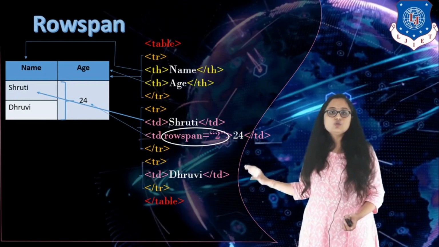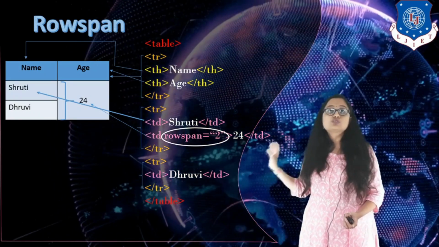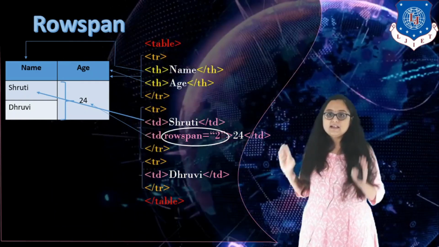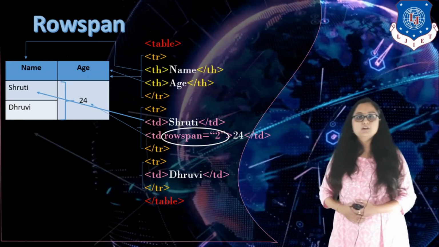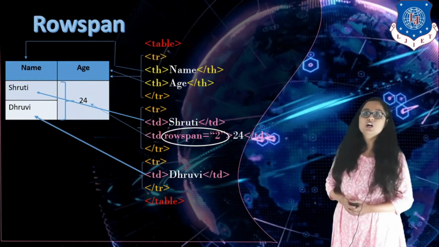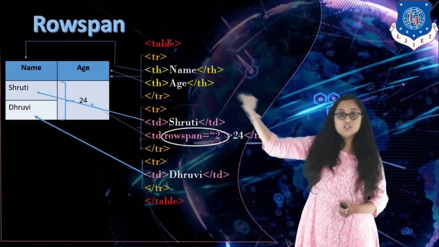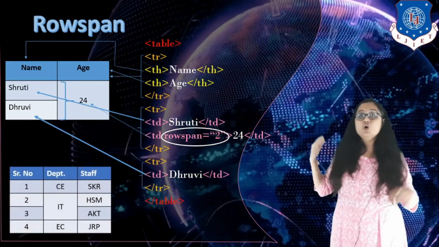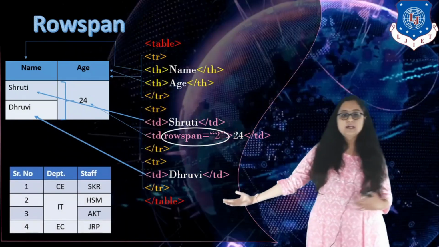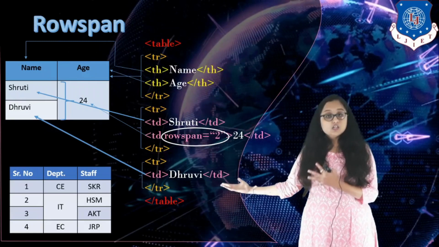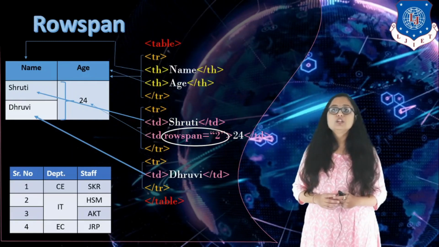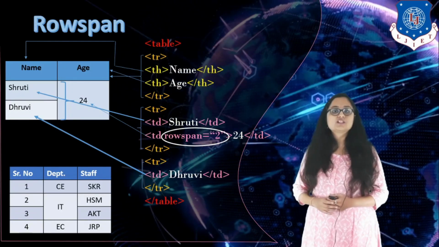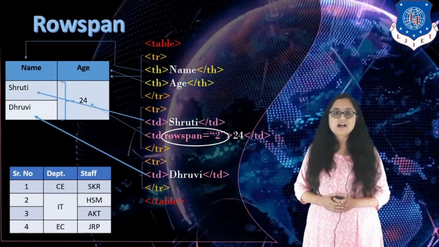So in the third row you have to specify only those columns which are not combined, and we have only one column which is not combined, that is Dhruvi. So that we have written, right? So this was the syntax of this particular table. Now we are already seeing the structure of this table, that is SR number, department and staff table. This is your homework. You need to write the code for this table using this rowspan attribute.